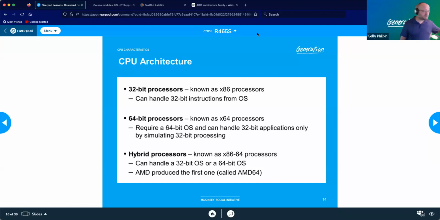And then you have the hybrid processors, which essentially can handle either architecture. So you have the x86 and the x64. And they can handle 32-bit or 64-bit operating systems, which is nice. And then the other type that we have are called ARM processors.